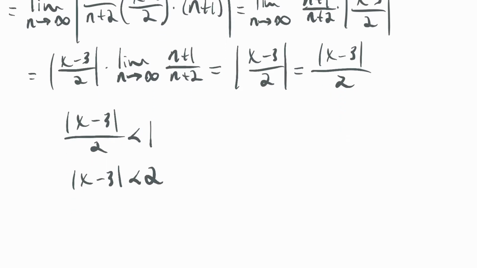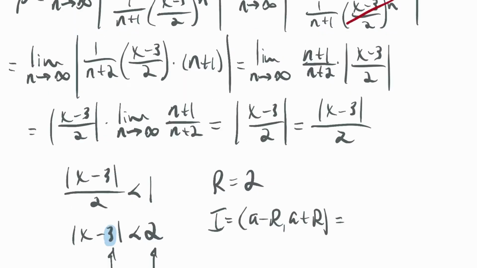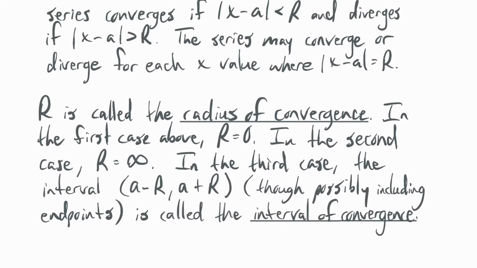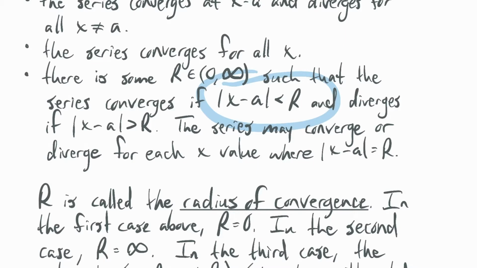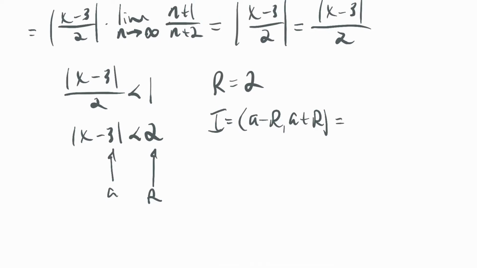And there's two approaches to go from here. One way is to say, well, this is a and this is r, so my radius of convergence is 2. My interval of convergence is going to be a minus r to a plus r. Notice that a is not negative 3, a is 3, from the format up here: x minus a is the part of the format. So if you had something like x plus 7, your a would be negative 7. So a is 3 and r is 2, so a minus r would be 1, and a plus r would be 5. There's an interval.